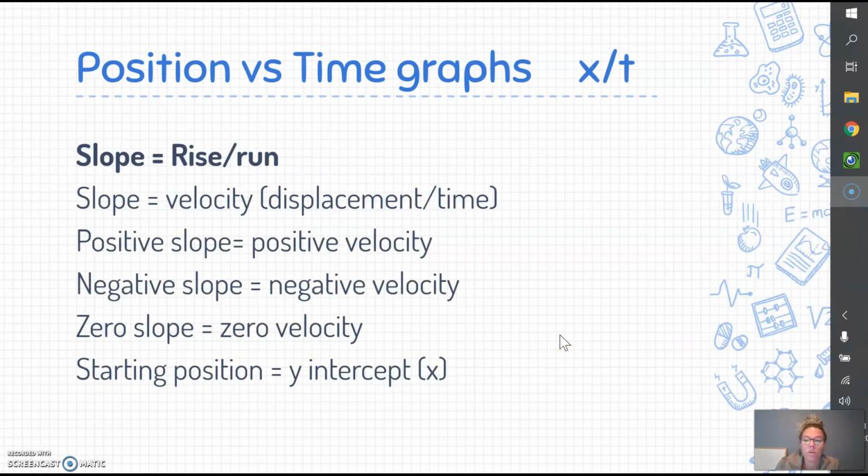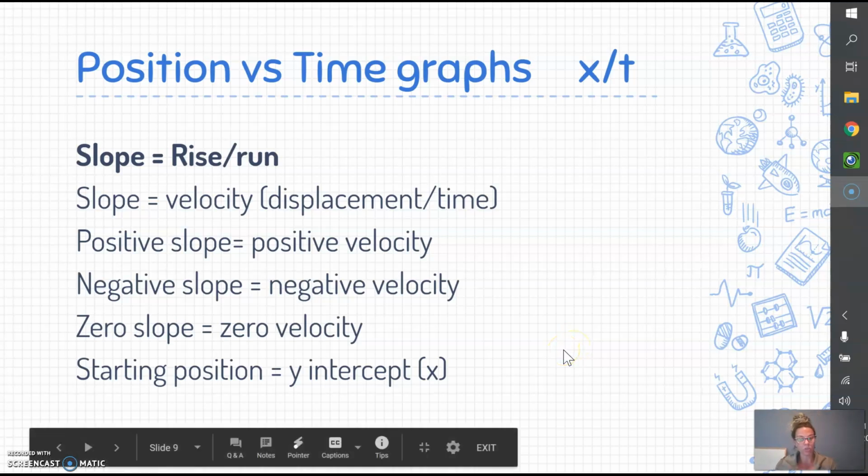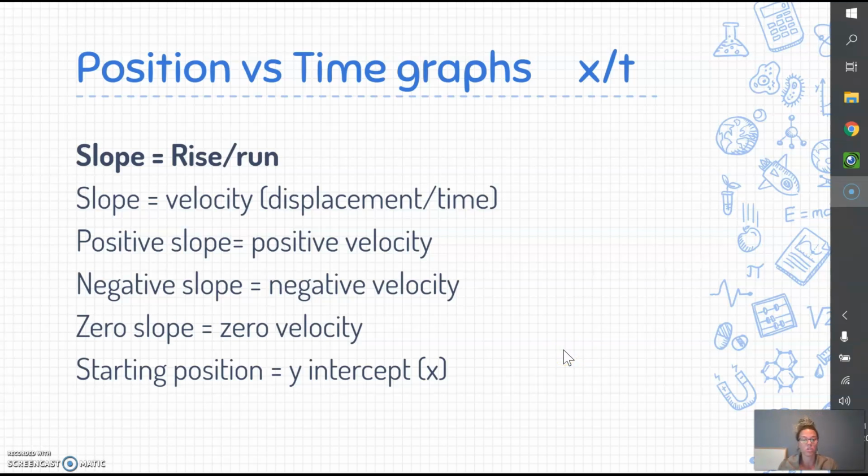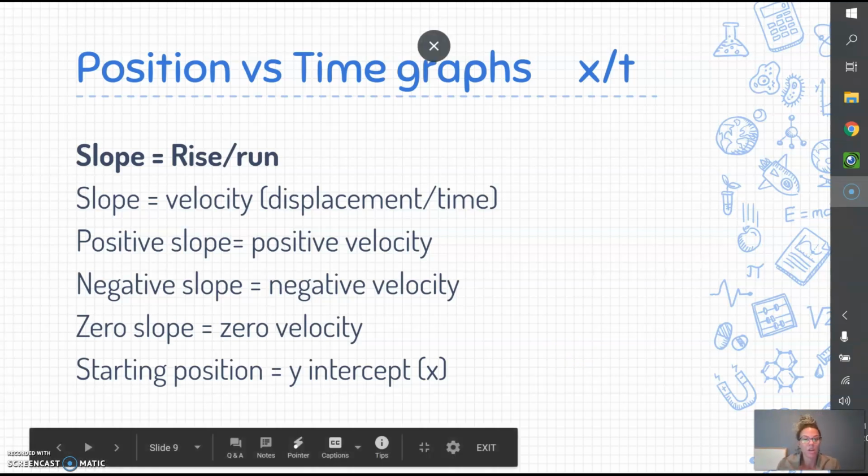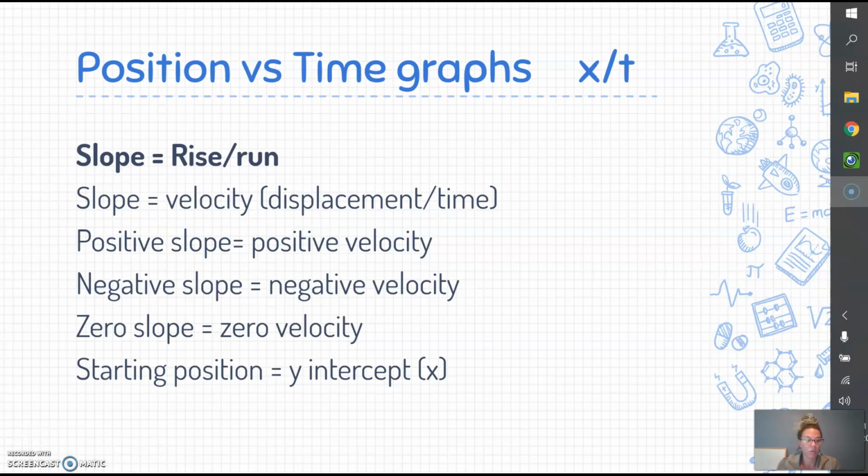Slope. Hopefully we remember that slope is rise over run, and on our position time graphs, the slope is the velocity, because we're taking our y value, which is displacement or change in position, and dividing it by time. If we do that, we get a velocity. We've calculated this out. We did 2 different worksheets last week where we calculated velocity. Therefore, if we take the displacement and divide it by the time, we're calculating the velocity. The velocity is the slope.